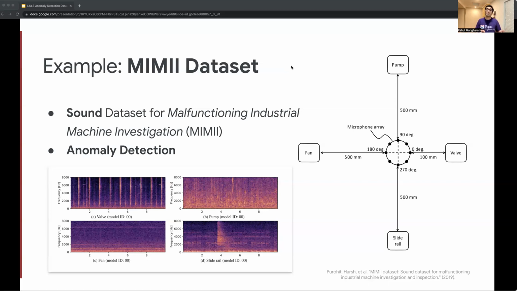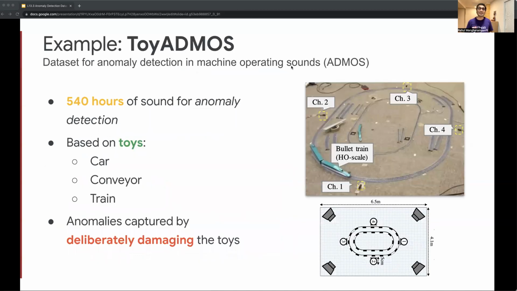In fact, you're going to have a deep reading coming up on this, which is specifically on the MIMII dataset. So I'm not going to go too much deeper into this. The reading will do so. Now, this is the context of a real factory setting. What about getting creative in order to get lots of data, which is hard to get?